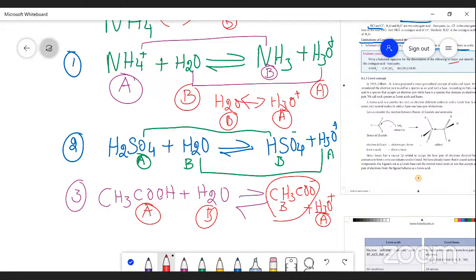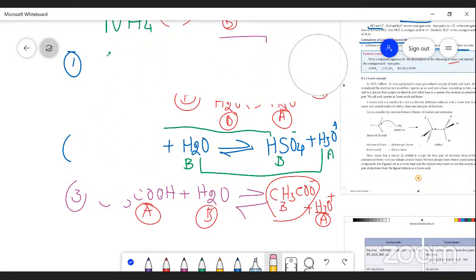Let us see the next thing, that is the Lewis concept of acid and base. What is the next concept we are going to see? The Lewis concept of acid and base.